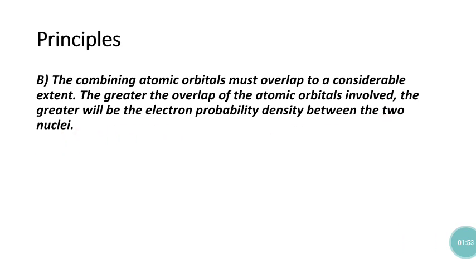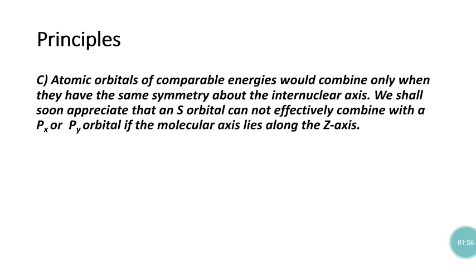Third condition, which says that atomic orbitals of comparable energies would combine only when they have the same symmetry about the internuclear axis. We shall soon appreciate that an s orbital cannot effectively combine with px or py atomic orbitals if the molecular axis lies along the z axis.